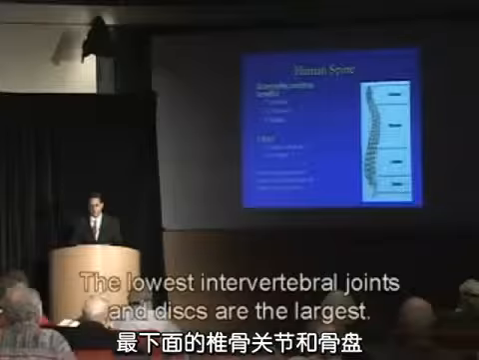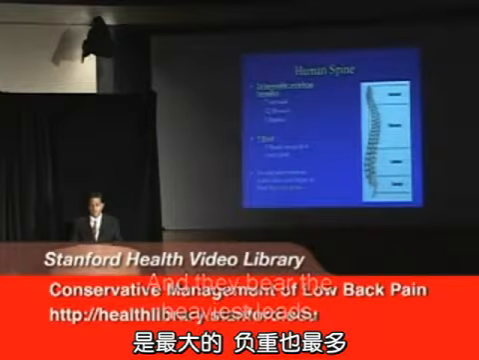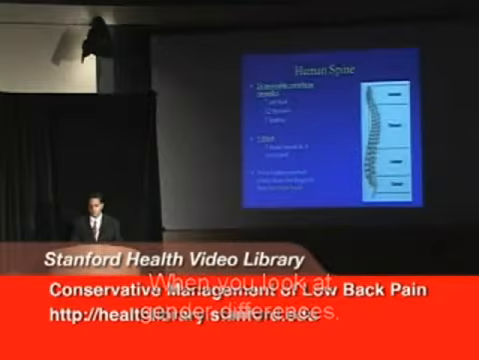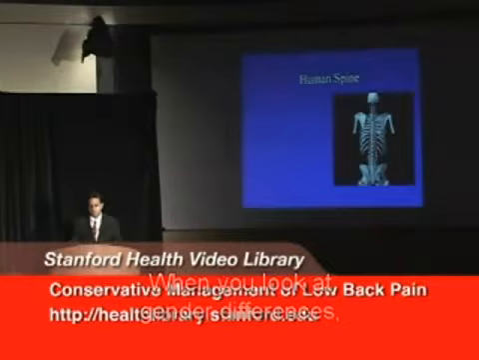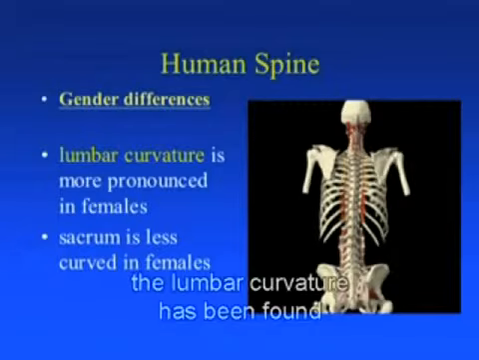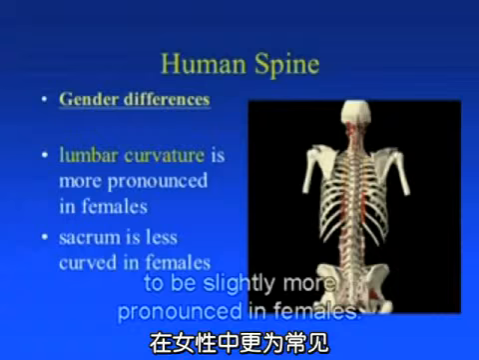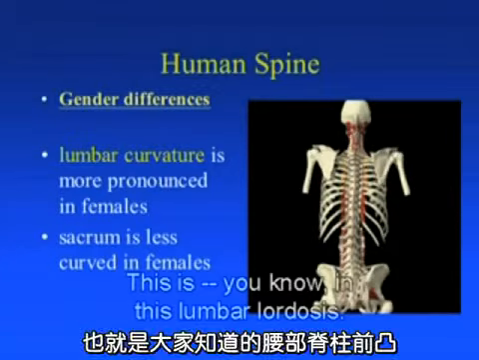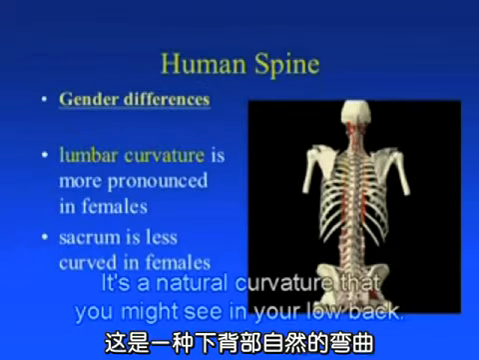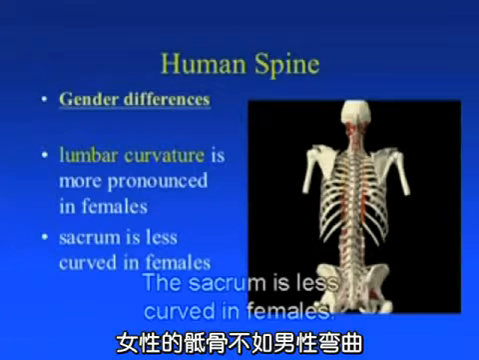The lowest intervertebral joints in this are the largest, and they bear the heaviest loads. When you look at gender differences, the lumbar curvature has been found to be slightly more pronounced in females. This is known as lumbar lordosis. It's a natural curvature that you might see in your low back. The sacrum is less curved in females.